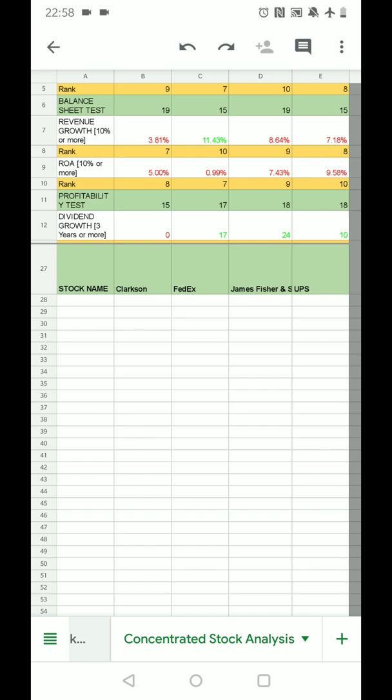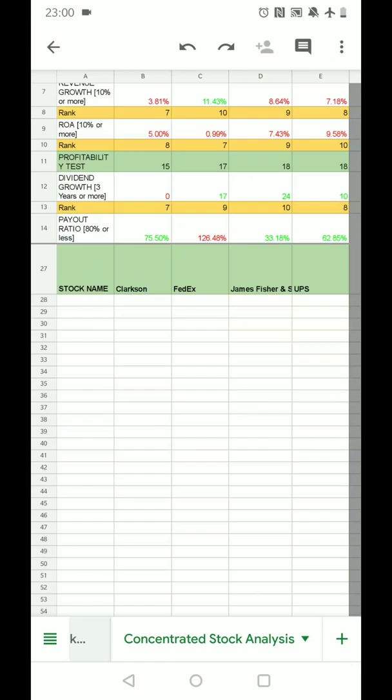Next we have the payout ratio, which tells us the percentage of a company's earnings that is paid out as dividends. At the top we have James Fisher with 33.18%. That's how much it pays out as a percentage of its income in dividends, which is quite good. UPS is next with 62%, relatively high but not too bad. Then we have Clarkson in third with 75.5%, again relatively high but not too bad, still relatively safe.